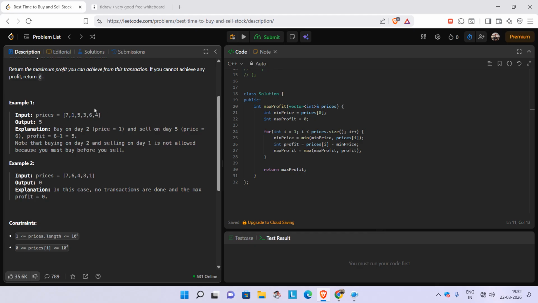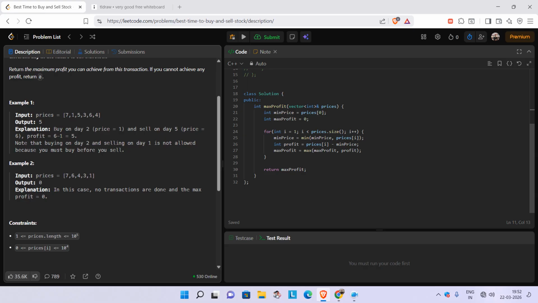Again, if I have to sell at this 6, what is the minimum from its previous days? That is nothing but 1. Similarly, if I have to sell at this 3, I want the minimum from the previous days, which is again 1. So this loop goes on. We don't need to recompute the minimum again and again.